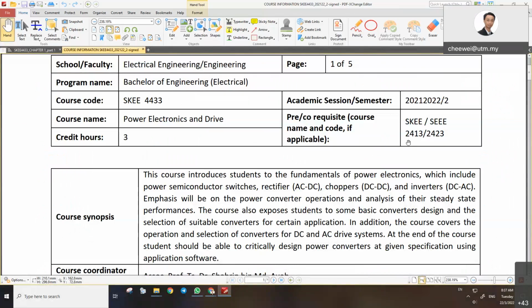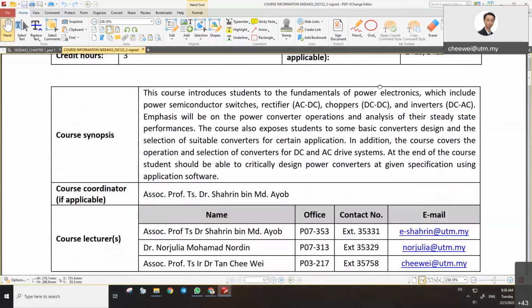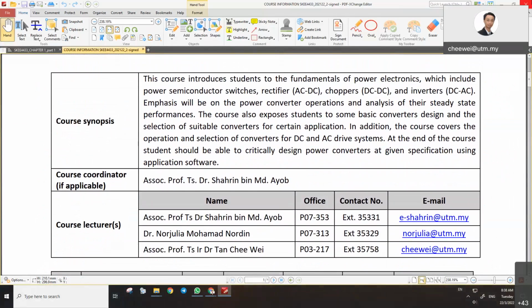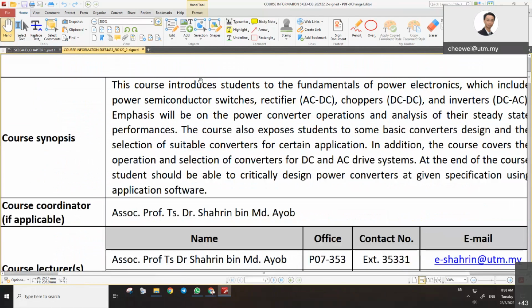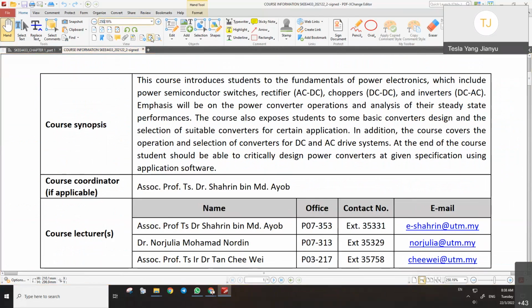SEEE4433 is for power electronics and drive. What is the content of this course? So if you look at here, is it clear? Yes, doctor. Okay, so you can read it clearly here.